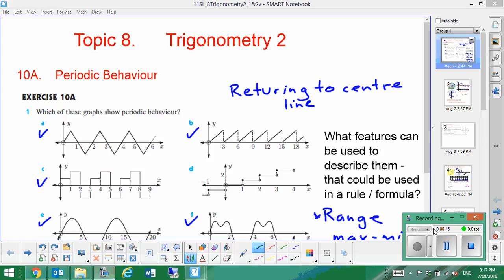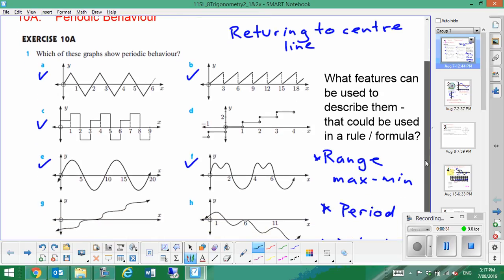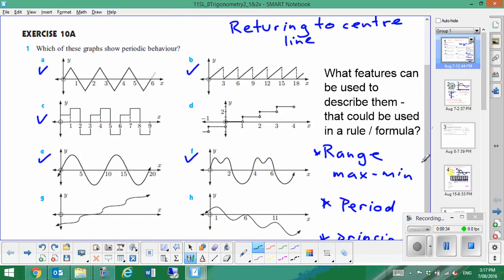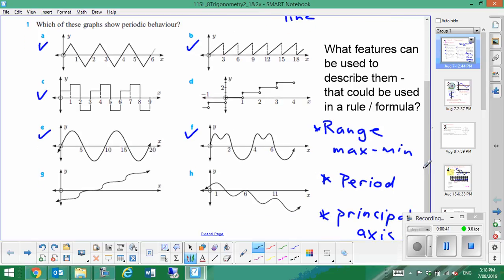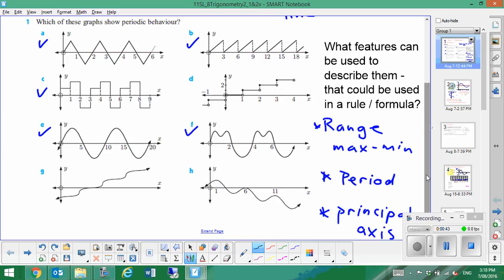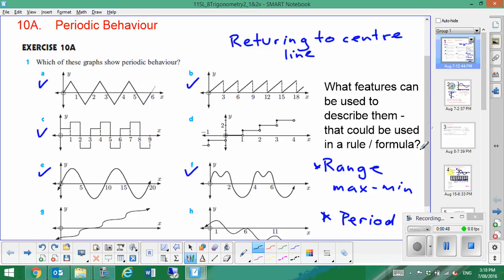In 10A in class, you probably already started to look at periodic behaviour. So in other words, we see some things keep repeating. And we had some graphs here that you could look at and see, yes, there's a pattern where the function is repeating. And you could decide how they differentiate between the range, the maximum and minimum values, the period, how long it takes for the pattern to repeat, and the principal axis where it's oscillating around. So we want to have some way of describing these.